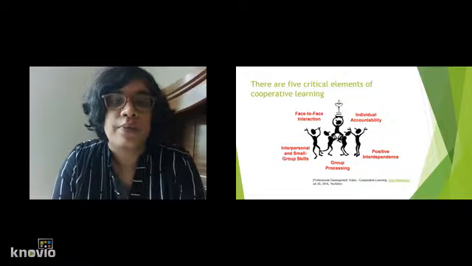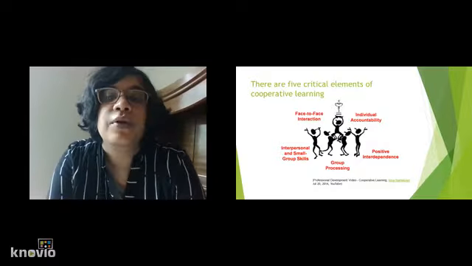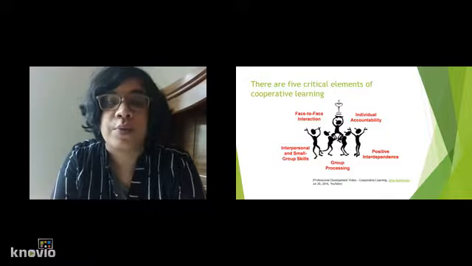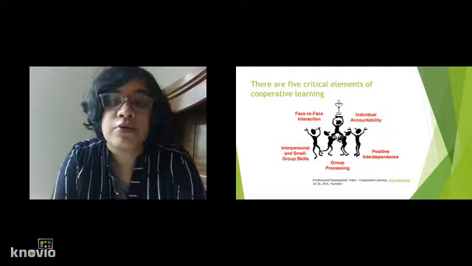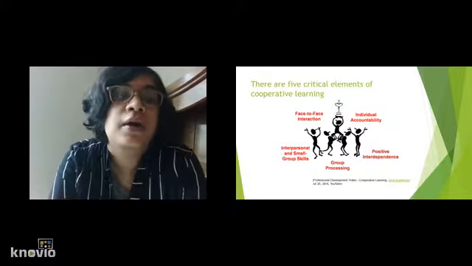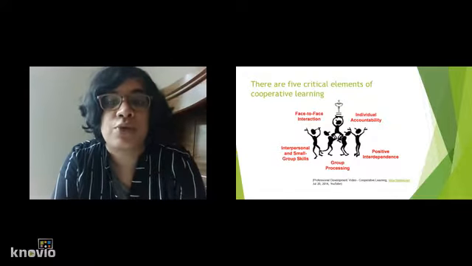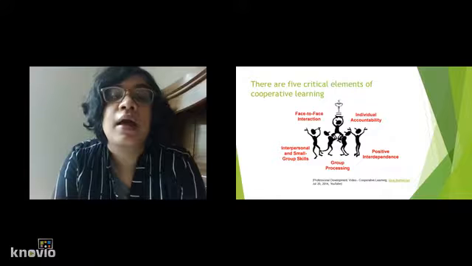Interpersonal and small group skills. Interpersonal and small group skills are required to function as part of a group. These skills should be taught. Group members must know how to and be motivated to provide effective leadership, make decisions, build trust, communicate, and manage conflict.